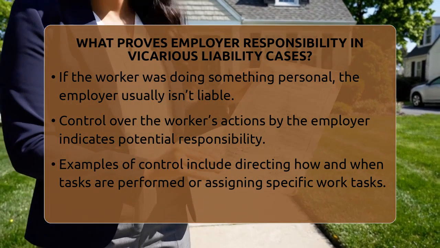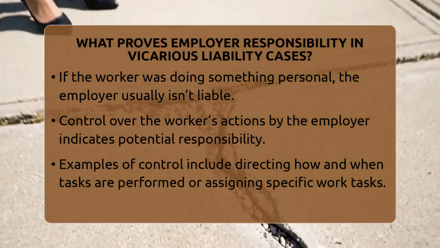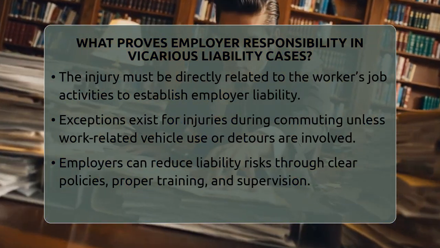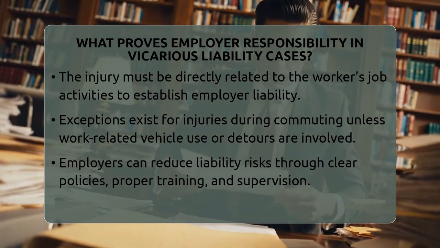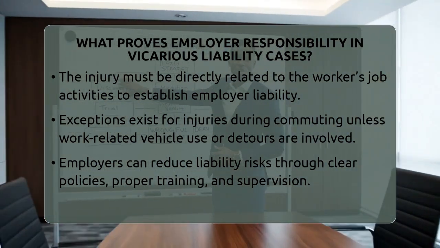Another important point is whether the employer had control over what the worker was doing. If the employer directed how and when the work was done, that shows control. For example, if an employer told a worker to pick up supplies or drive a company vehicle, that's a sign of control.